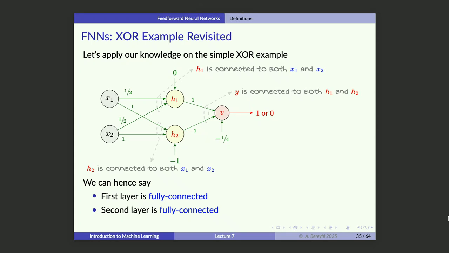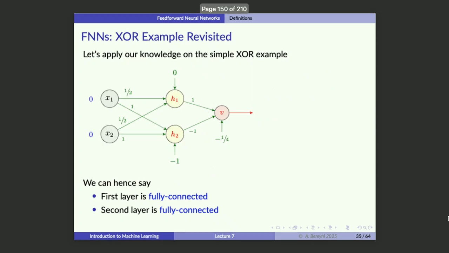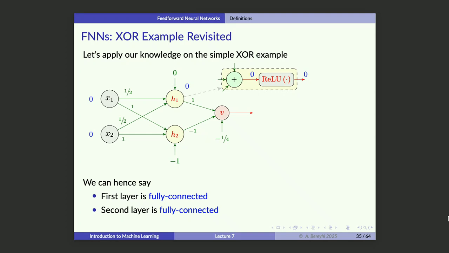Now, the first layer is fully connected, the second layer is fully connected, so this is totally a fully connected feed-forward neural network, or what we call an MLP as well. And now let's see what is happening inside this neural network, the whole computation process that is going on in this guy. So say I am giving 0, 0 as the input, right?